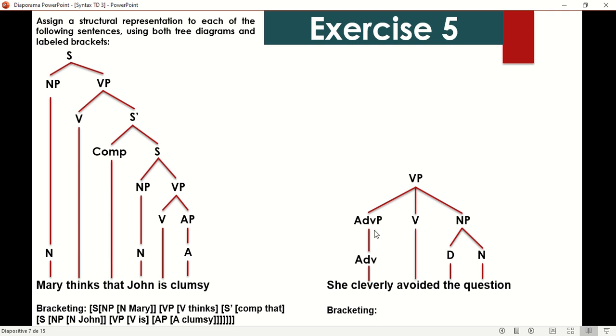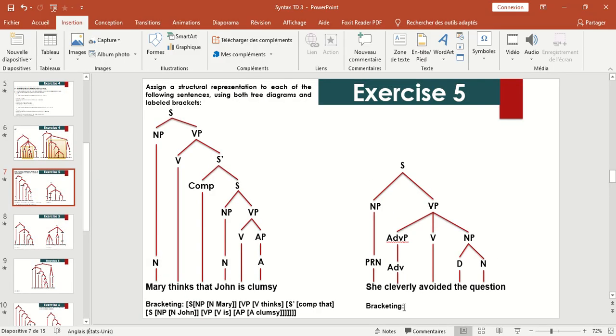Since cleverly should not be left alone, it should be part of the verb phrase since it modifies avoided. Then we have the pronoun amounting to a noun phrase. The two of them together make the sentence. Okay, let's move to bracketing.